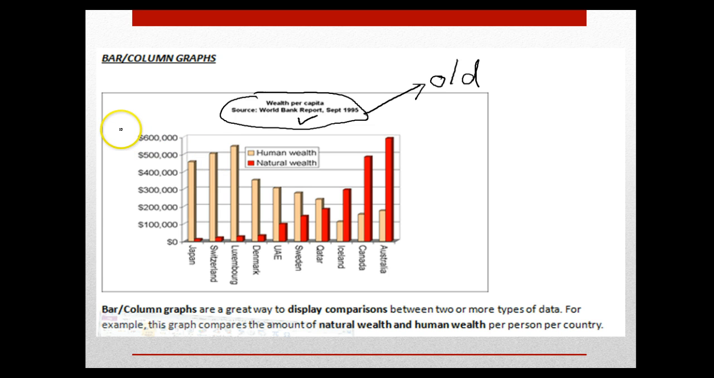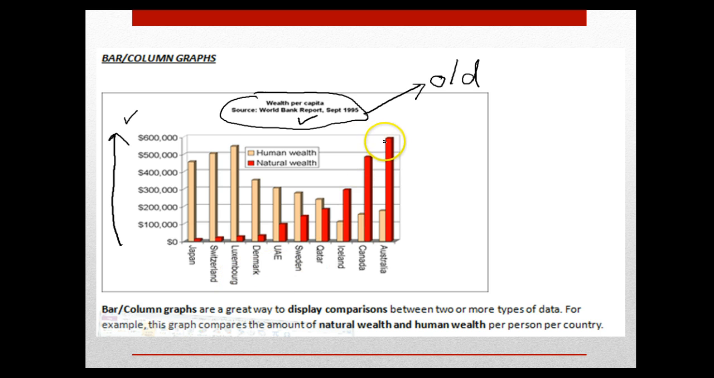I look at my y-axis and I can see that these are going up in 100,000s, which is nice and even. It doesn't have a label, but it's showing me the dollar value of the amount of wealth. So I understand what that axis is telling me. This x-axis seems to have a list of countries. So now extracting information from the graph.